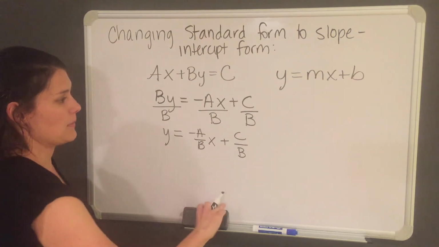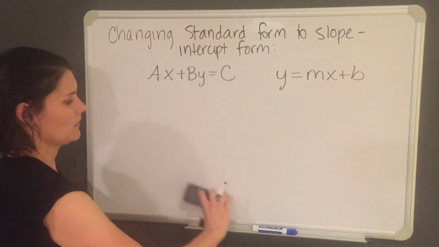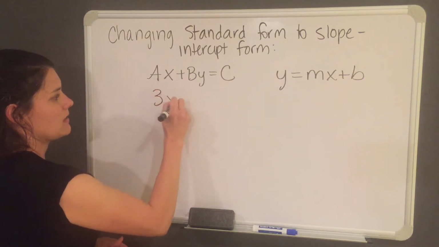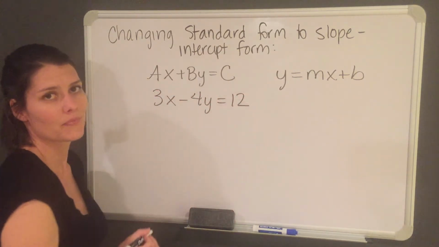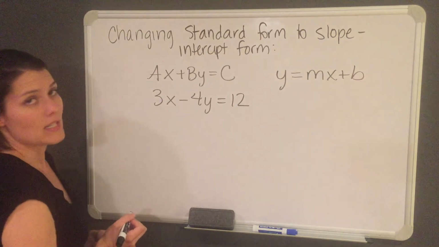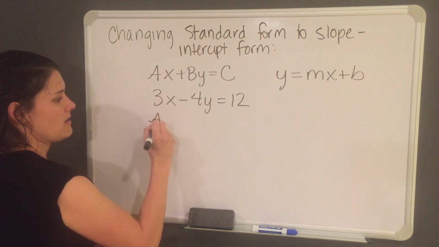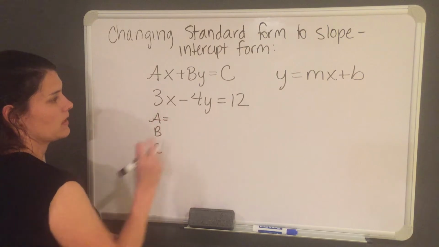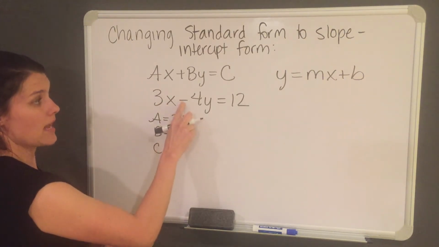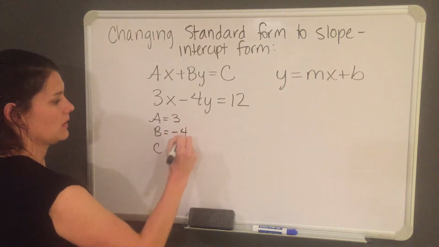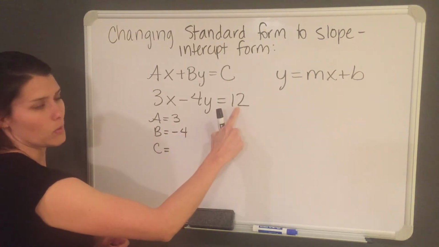So let's take our last example of 3x minus 4y equals 12. The first thing I'm going to do is label what my a, b, and c are. A is 3, b is negative 4, and c is 12.